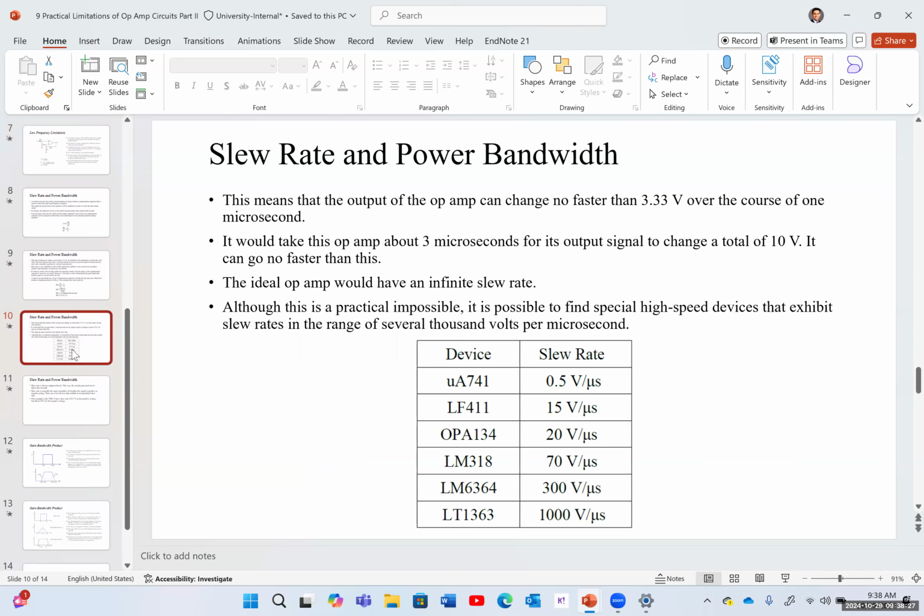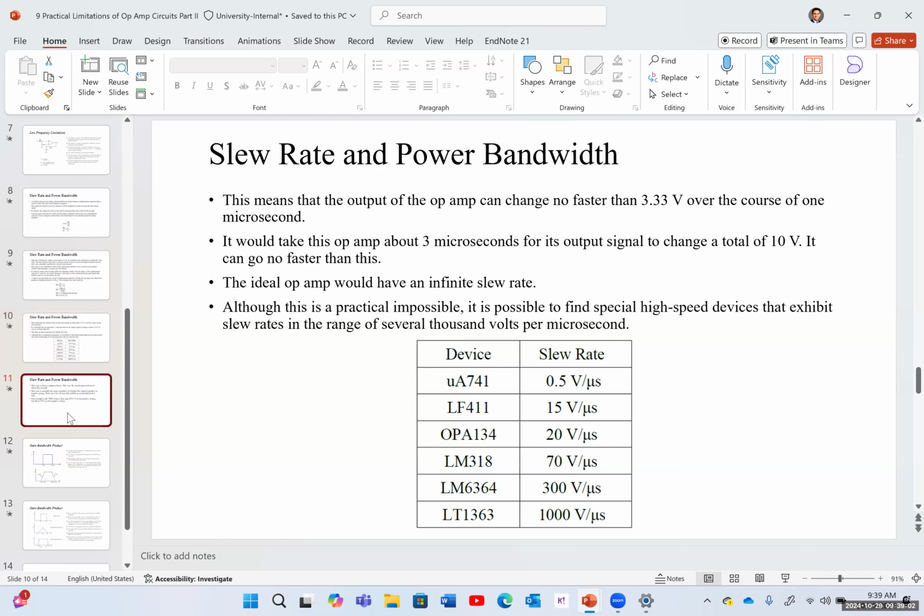We also learned about another limitation that these op-amps have, which is the speed of switching, or what we call the slew rate, or the speed of response. For a 741, that's around half a volt per microsecond, meaning in 2 microseconds, the voltage could change up to 1 volt. We also have faster op-amps like the LF411, which is 30 times faster than the LM741.